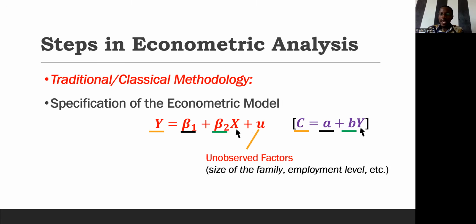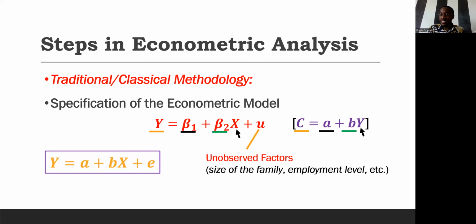The U term that we have added to the econometric model is known as the unobserved factors. Those are other factors that affect consumption but are not captured by this econometric model. So typical example of factors that can also affect consumption would be the size of the family, would be employment level of maybe the household head. It could be the number of dependents in the family. All these are capable of affecting consumption, but they were not captured, so we deposit all these other factors into the U term that we have added to the econometric model.